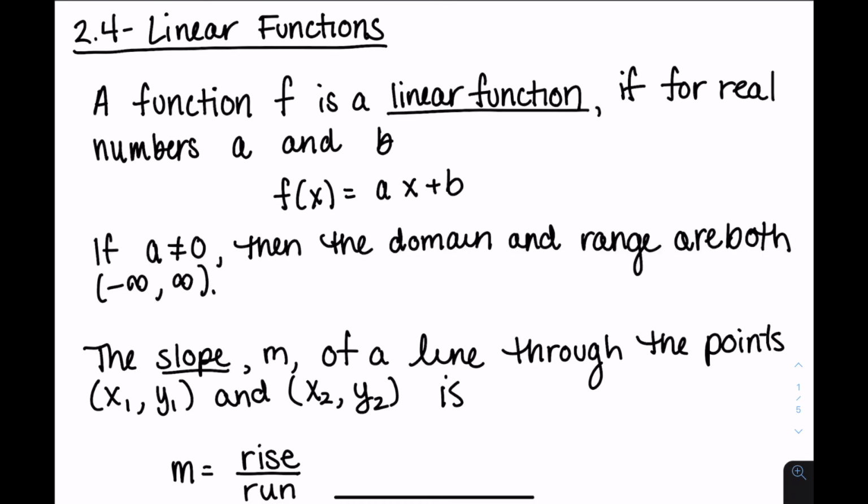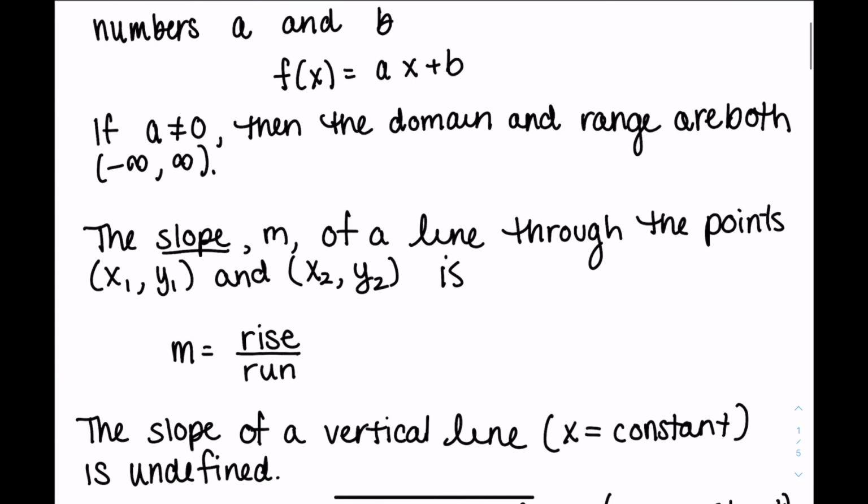Now, if this a doesn't equal 0, then the domain and range are both all real numbers. You can input whatever you want, and you'll get every single number as the output. In the case a does equal 0, then this piece would be gone, and you would just have your function is equal to b. So it's always going to be a constant value. You can still input whatever you want, but the output is only going to be the value of b. So that'll be a specific type of a linear function.